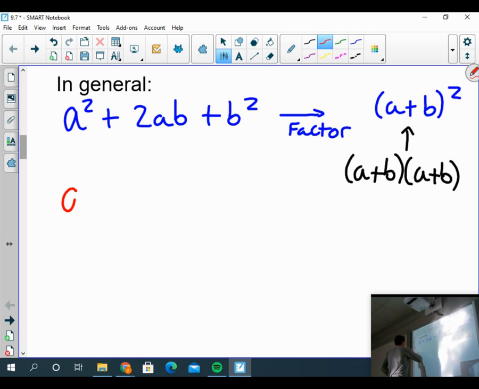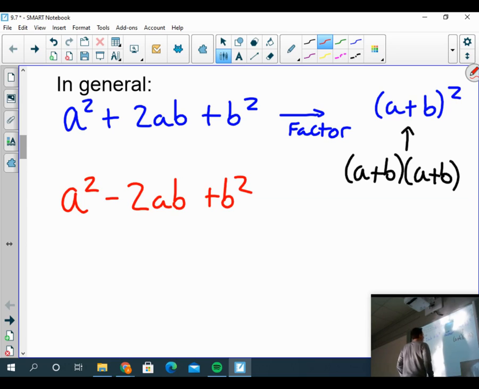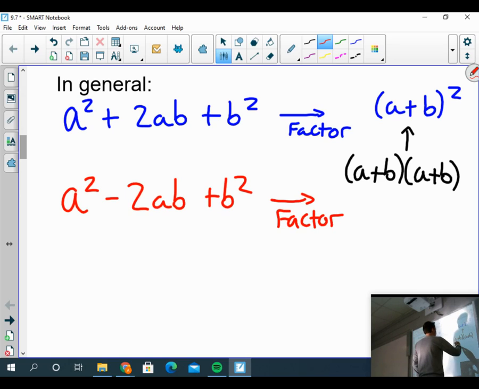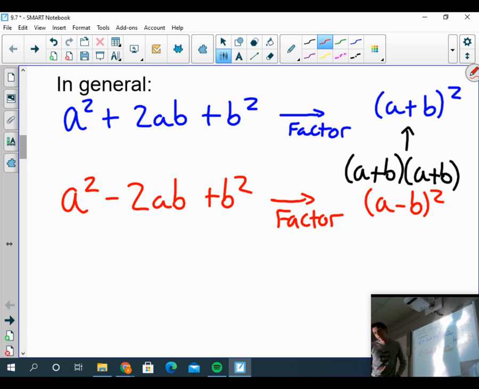Consequently, very similarly, any perfect square trinomial in the form a squared minus 2ab plus b squared will factor to be a minus b squared. Okay? So here's our general form. This is kind of our general definition we're looking at. If a perfect square trinomial is in either of these two forms, then it will either factor into a plus b squared or a minus b squared.